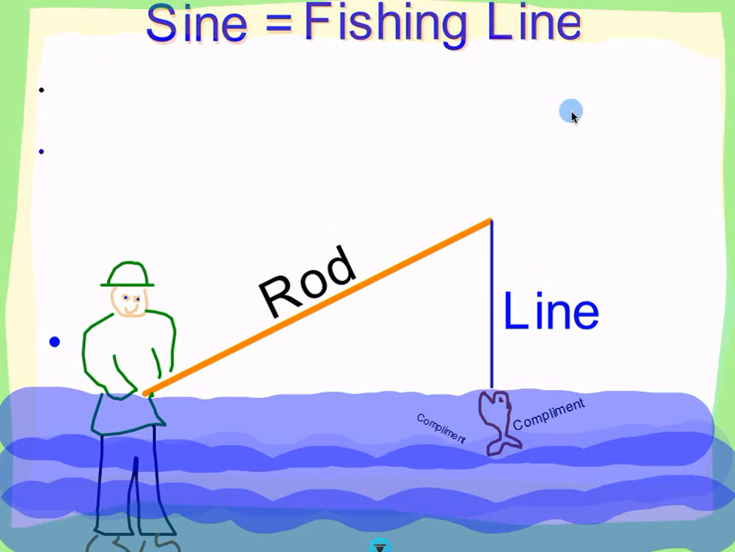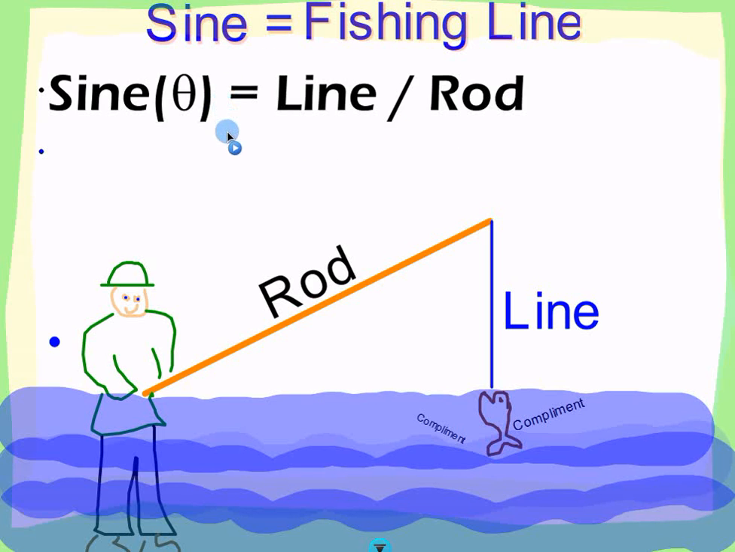Just a sort of daft way of remembering the sine function. It's like a fishing line, if you like. This is the hypotenuse, and this is the opposite side. So how much fishing line there is compared to how long the rod is. If you imagine this guy lifting the rod up, as the angle increases, the amount of line from the top of the rod to the water will increase.